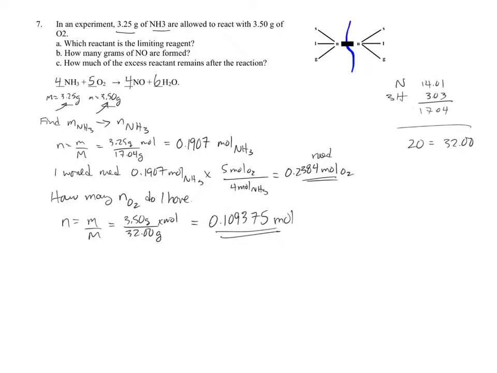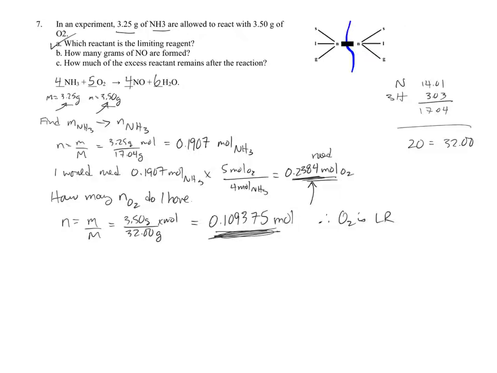If I was using ammonia, I need that many, but I don't have that many. I only have 0.109. I don't have 0.234. Therefore, oxygen is my limiting reactant. Okay, step A done.